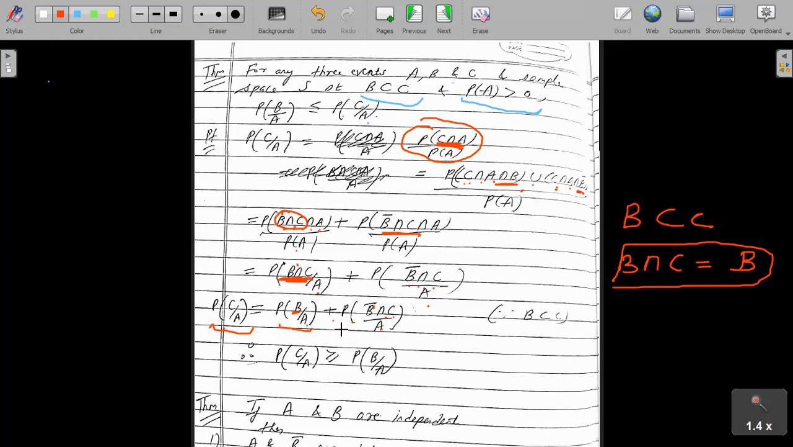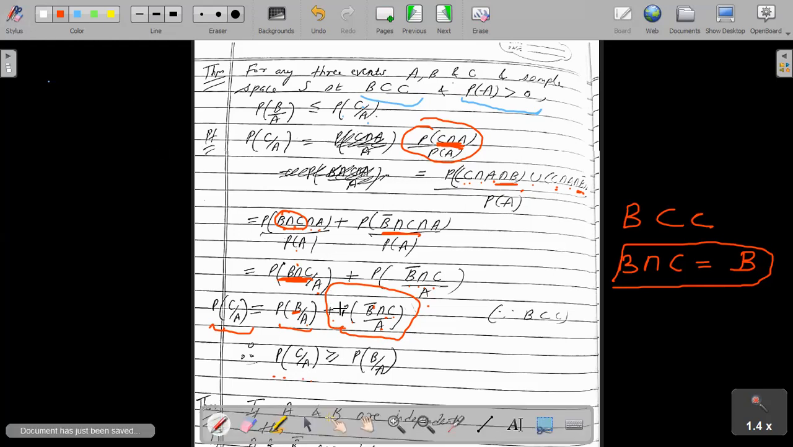प्रोबेबिलिटी ऑफ बी मॉड ए में कुछ ऐड करके, सो ये जो कुछ है दैट इज ग्रेटर देन और इक्वल टू 0. सो फ्रॉम हियर व्हाट वी गेट, प्रोबेबिलिटी ऑफ सी मॉड ए इज ऑलवेज ग्रेटर देन और इक्वल टू प्रोबेबिलिटी ऑफ बी मॉड ए. सो आई डू वन मोर आर्टिकल here.